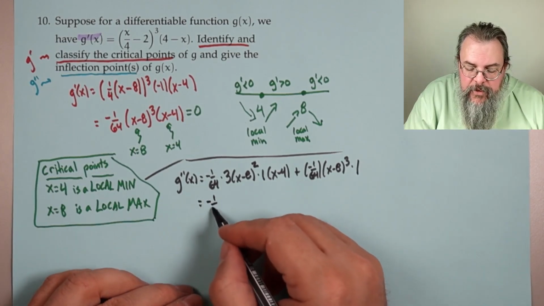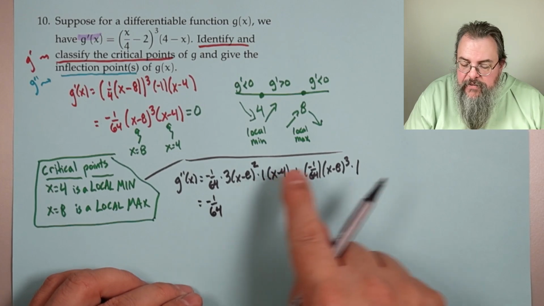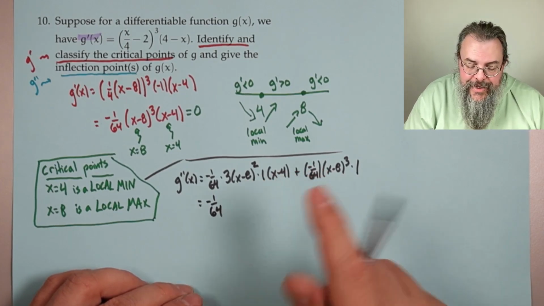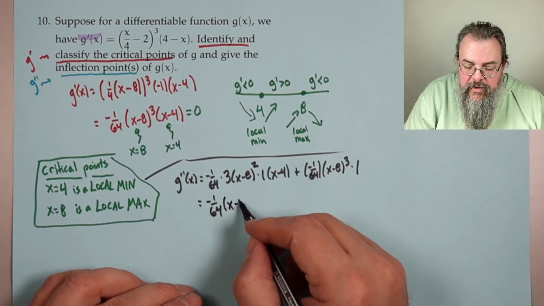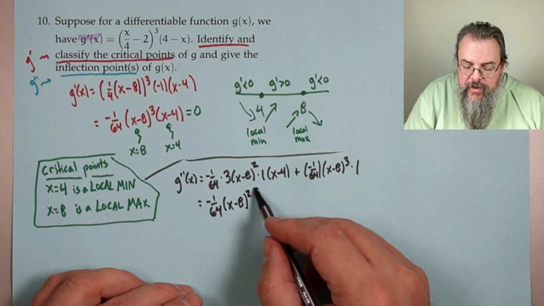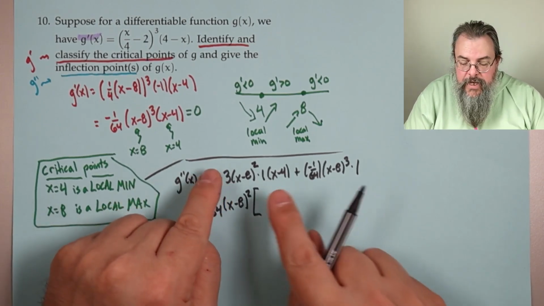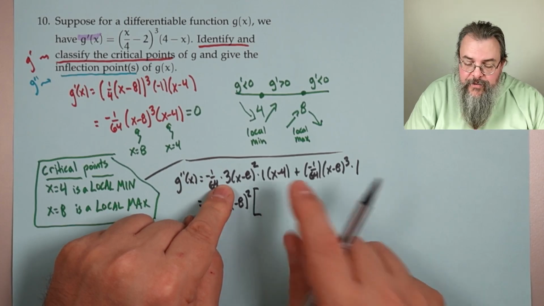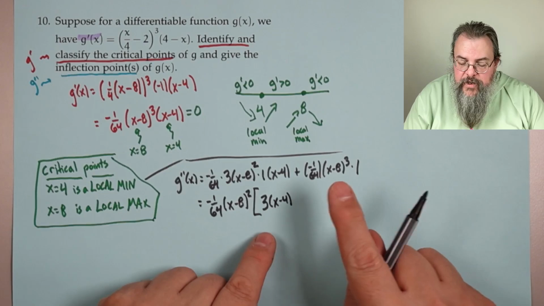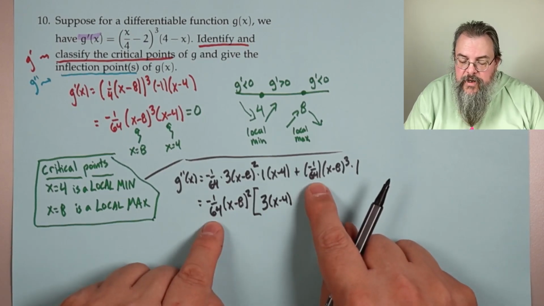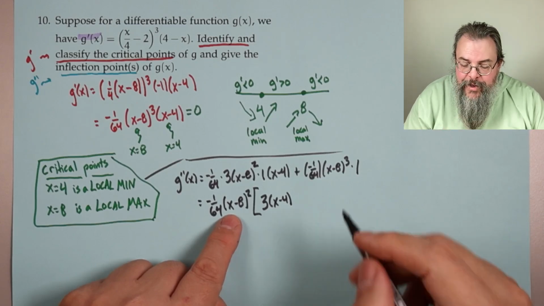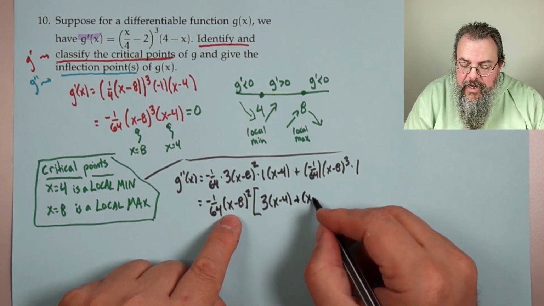Well, they both have negative 1 over 64. They both have x minus 8. In fact, if you look, they both have x minus 8 squared. So let's pull that out. X minus 8 squared. Now, let's see, what's left? From the first term, we have a 3 and an x minus 4. So a 3x minus 4. From the second term, we've got the negative 1 over 64. We've only got 2 out of the 3 x minus 8s. So there's still an x minus 8 left.